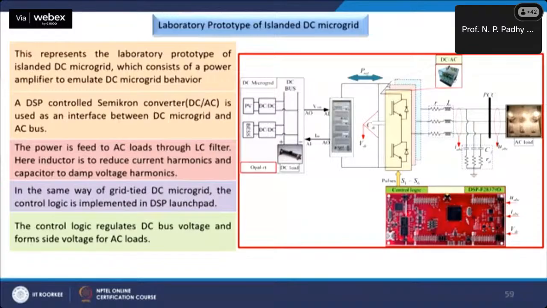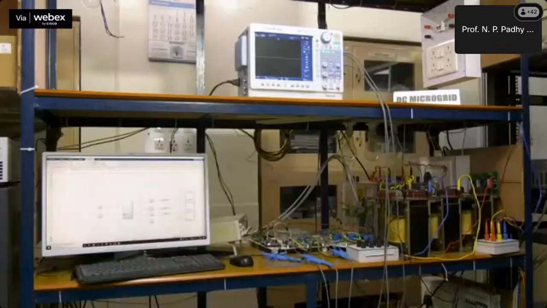In the same way as the grid tied DC microgrid, the control logic is implemented in the DSP launchpad. The control logic regulates the DC bus voltage and forms voltage for AC loads. Hardware demonstration of islanded mode of operation.